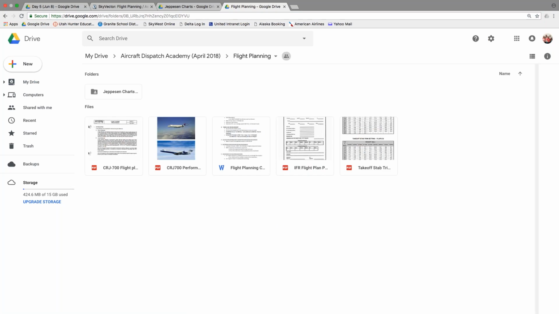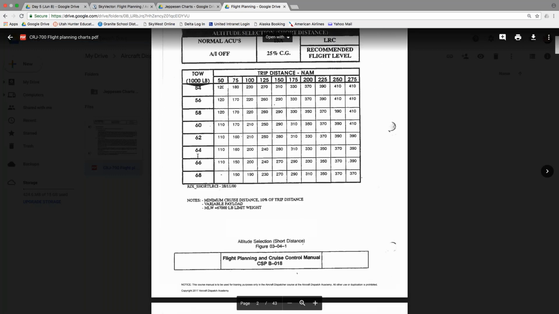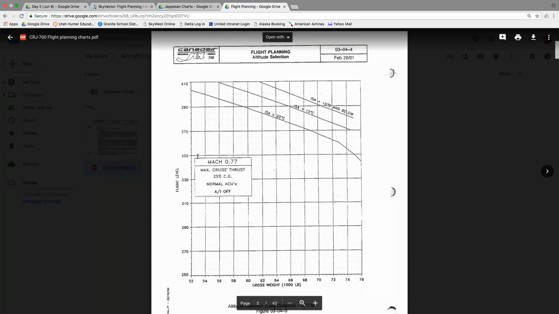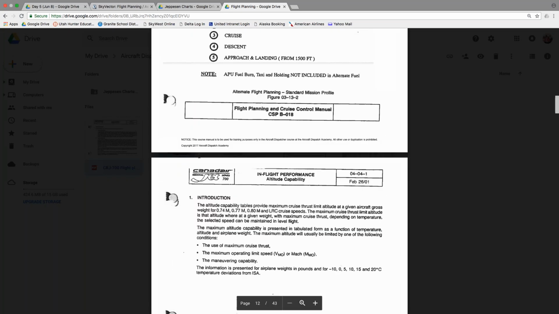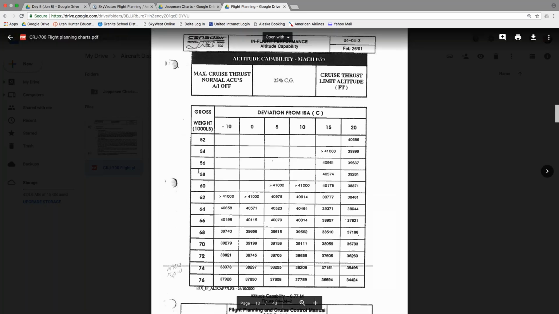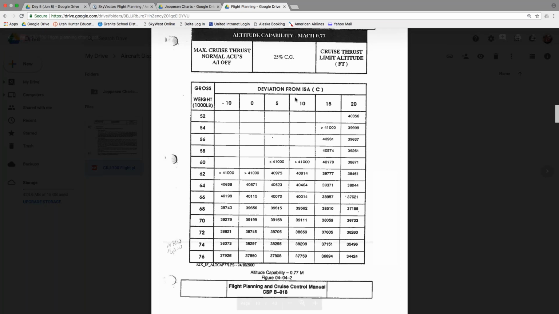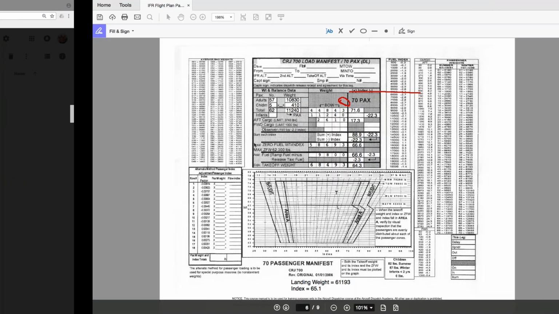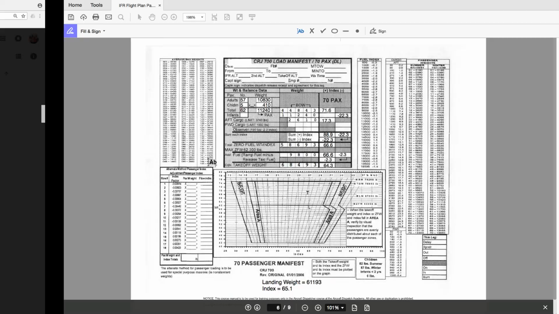So come in here to your flight planning performance charts. We can use either this graph or this one right here, okay? For today, I'm going to use this one. Deviation from ISA: we are at ISA. Our takeoff weight is right here. We'll call it 69,000 pounds.